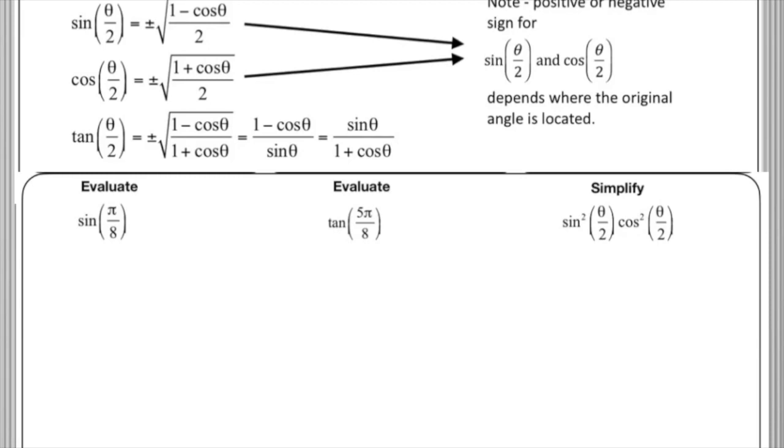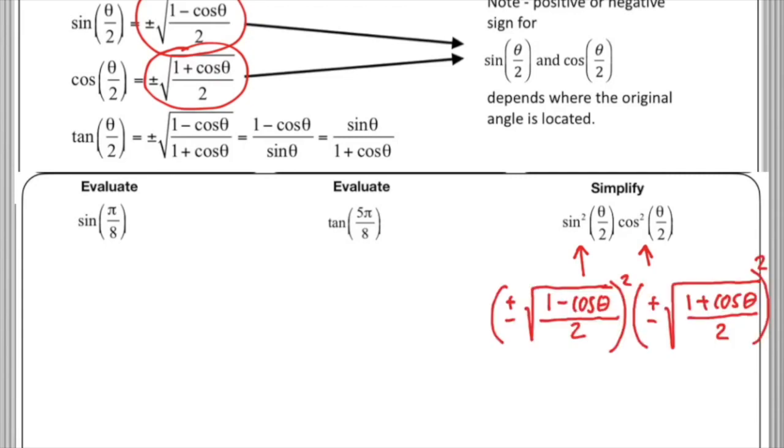Okay, and then our final example here, where we're going to just do a real quick simplification, and it looks like we have the squares of some half angles here. So what I'm going to do is take the definition of these half angles right here, and I'm going to drop them in and see what shakes loose from there. So let me do that.